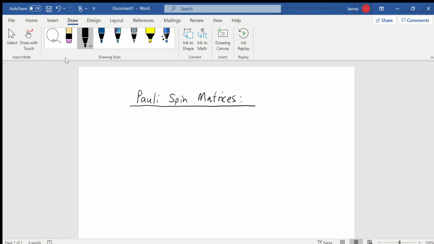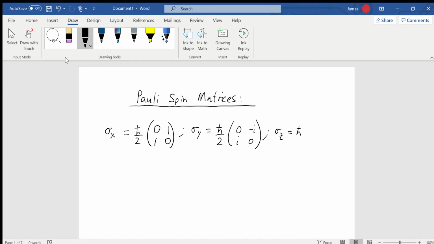So let's start off by writing the Pauli matrices. Spin matrices: sigma in the x-axis is h bar over 2 times the matrix 0, 1, 1, 0. Sigma in the y-axis is h bar over 2 times the matrix 0, minus i, i, 0. And finally, sigma in the z-axis is h bar over 2 times the matrix 1, 0, 0, minus 1.